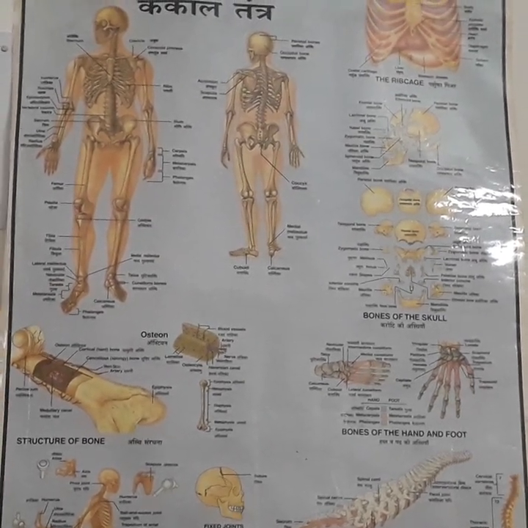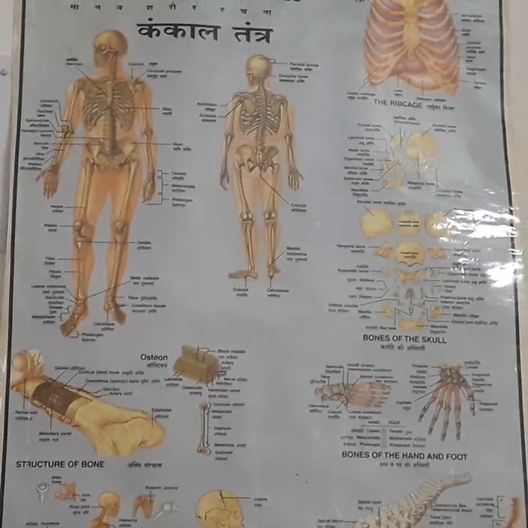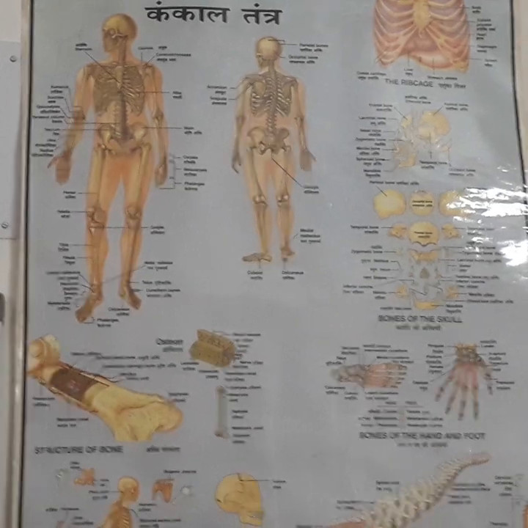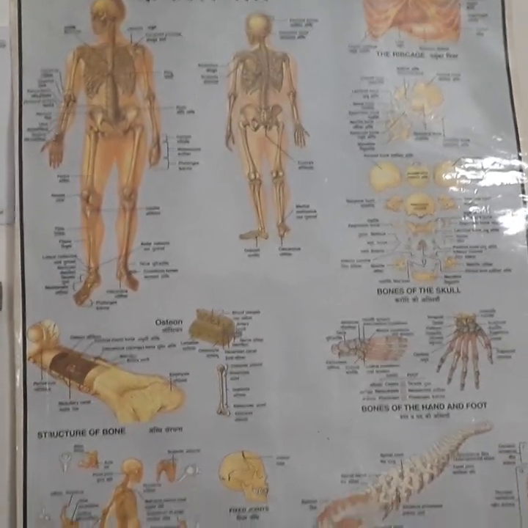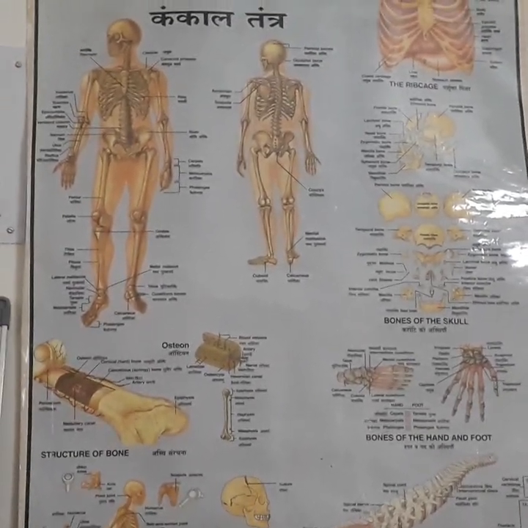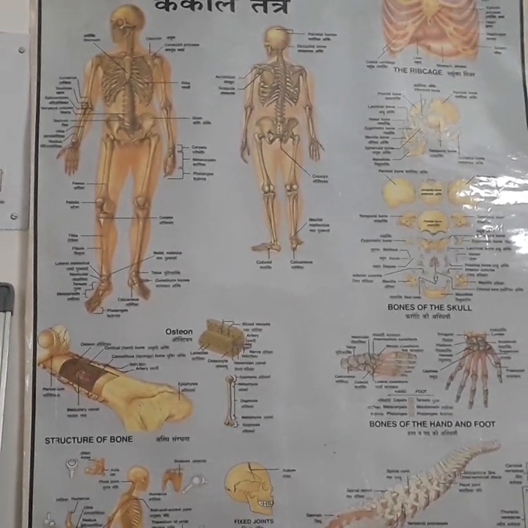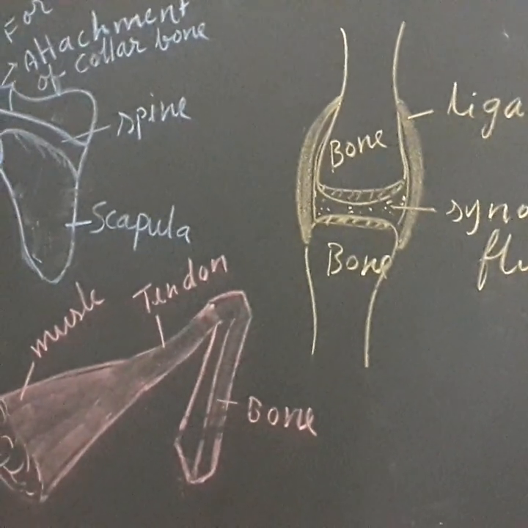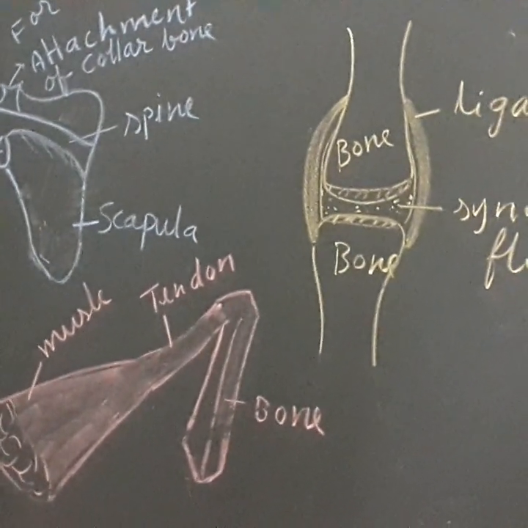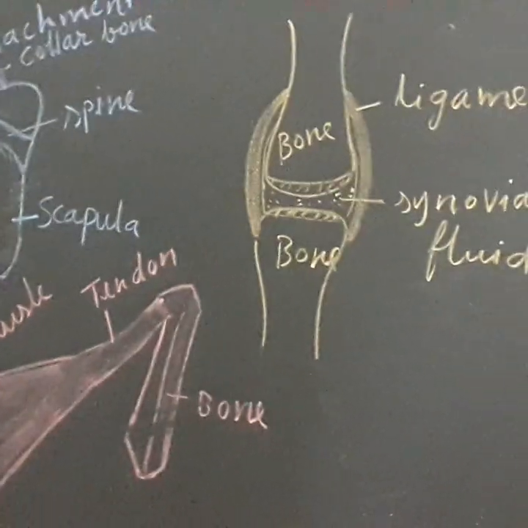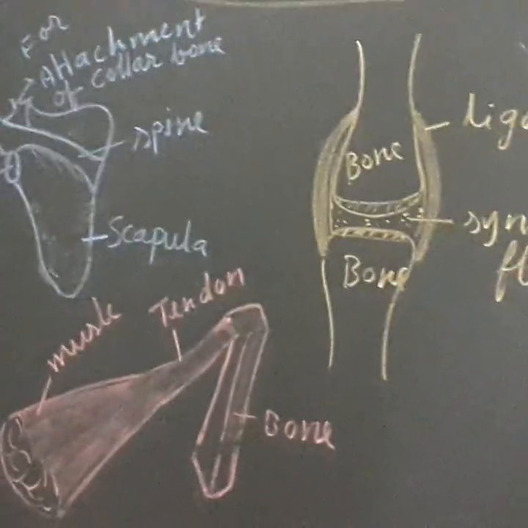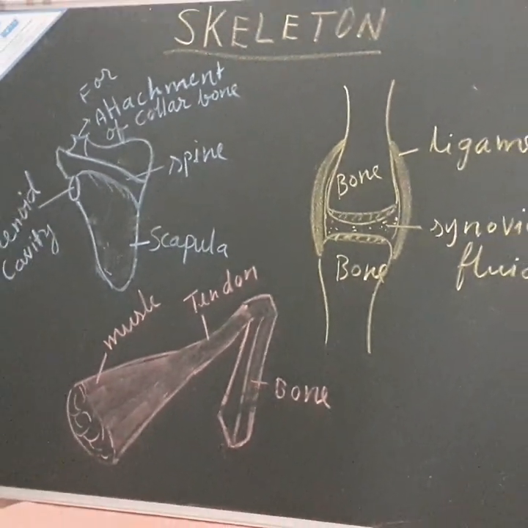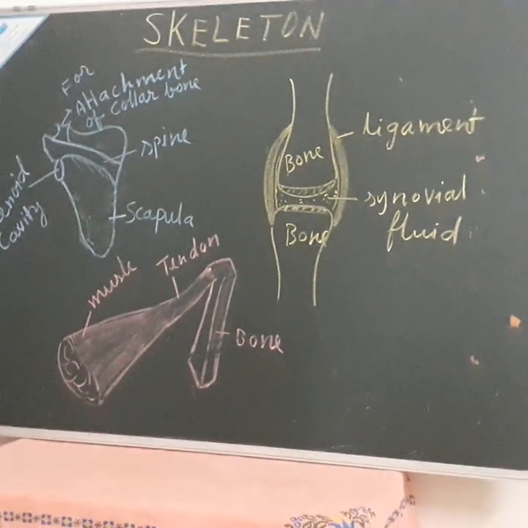Kinds of muscles. There are three kinds of muscles, that is voluntary muscles, involuntary muscles and cardiac muscles. Voluntary muscles means the muscles which are under our control. When we want to pick up a pen and write something, we can do it. But involuntary muscle is not under our control, like heart muscles.